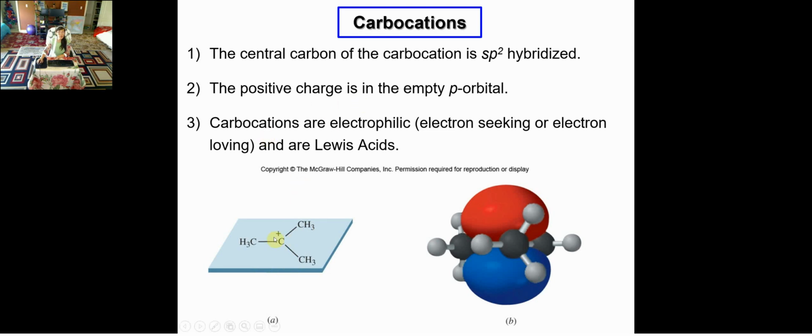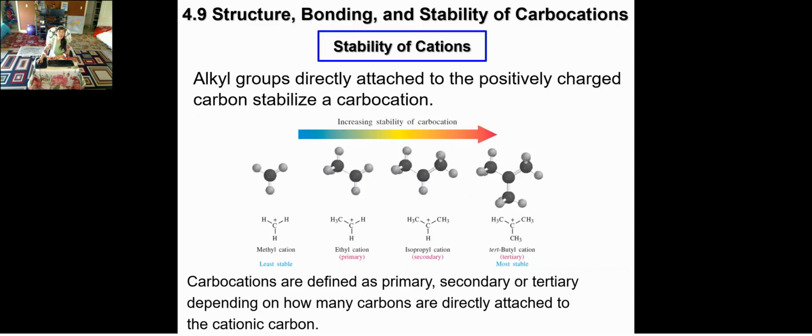So the positively charged carbon represents an empty p orbital. Due to its lack of electrons, the carbocation is known as an electrophile. It's also acting as a Lewis acid. So let's see the stability of these carbocations. As we mentioned, you can have a methyl cation, a primary cation, a secondary cation, or a tertiary cation.